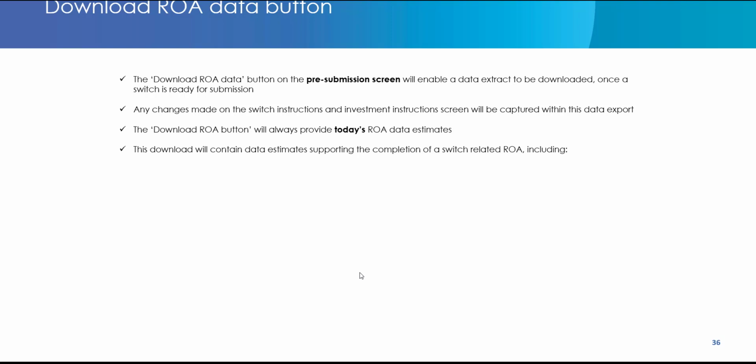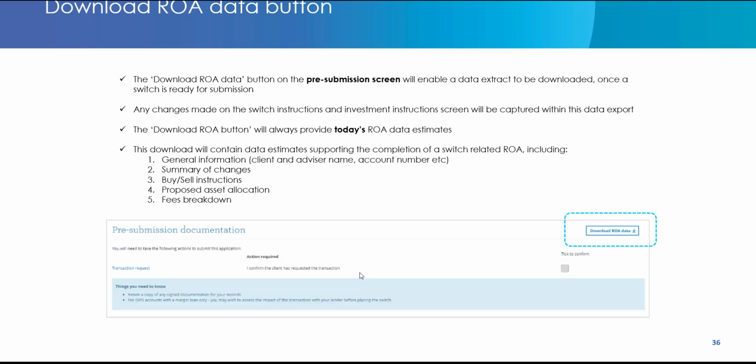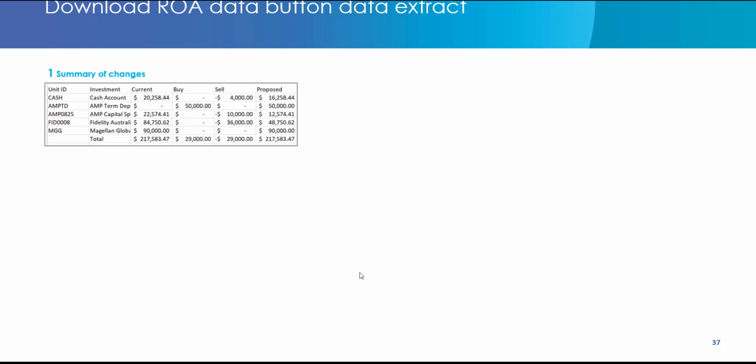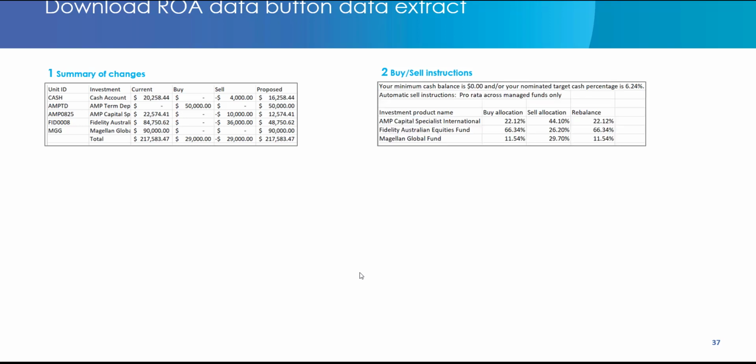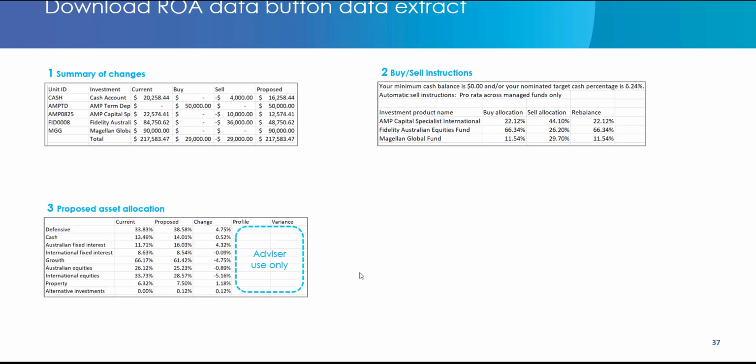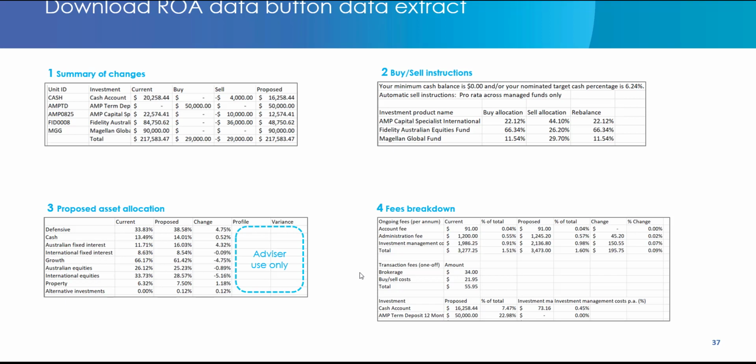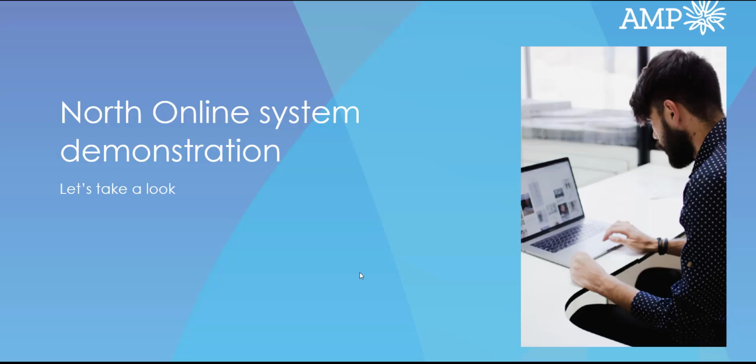The data contains estimates supporting the completion of a switch relating to ROA data, including general information like the client, advisor name, account number, summary of the changes, buy and sell instructions, proposed asset allocation, and the fees breakdown. So we've got the button just there. You go ahead and select that to open up all of this information that we've got here. So the summary of the changes, just like that, the buy and sell instructions, the proposed asset allocation, and then the fees breakdown as well. So again, this is a good opportunity to jump back onto North Online. We'll show you what it looks like in action.